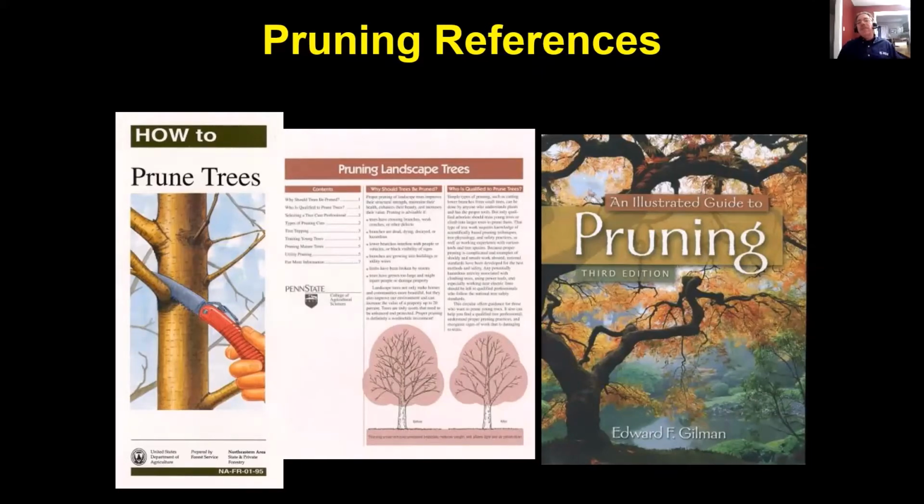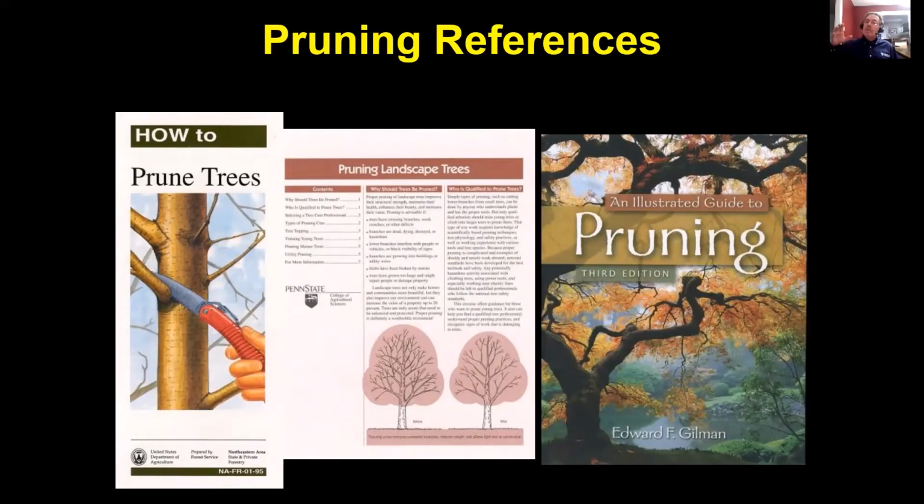Lots of good stuff available online for free. I can tell you that printed material is getting scarcer and scarcer. I think it's about budgets, right? So, the Forest Service produced How to Prune Trees, great little pocket guide. I don't think it exists in printed format anymore. Pruning Landscape Trees is a Penn State publication. I think we're in the process of revising that, but that is available.